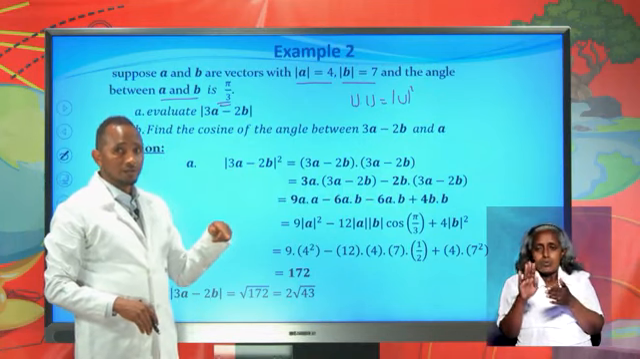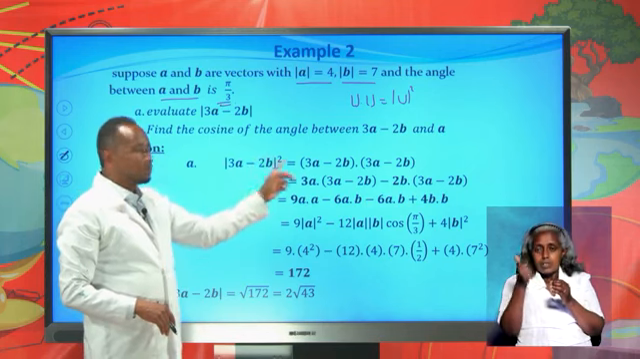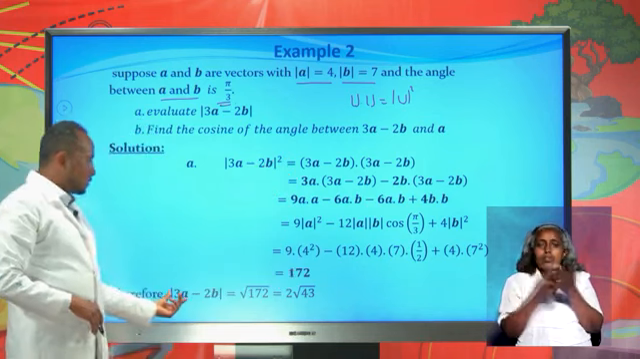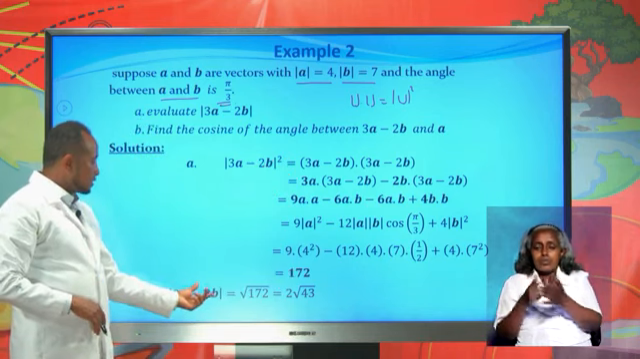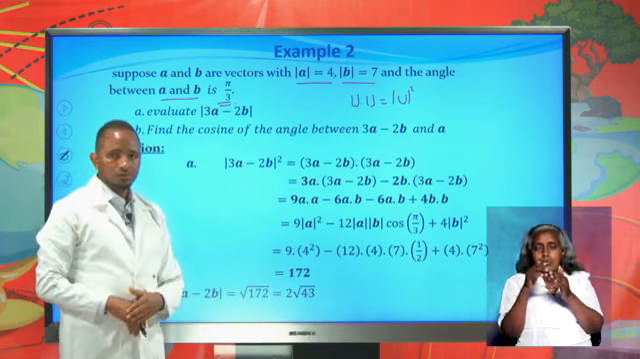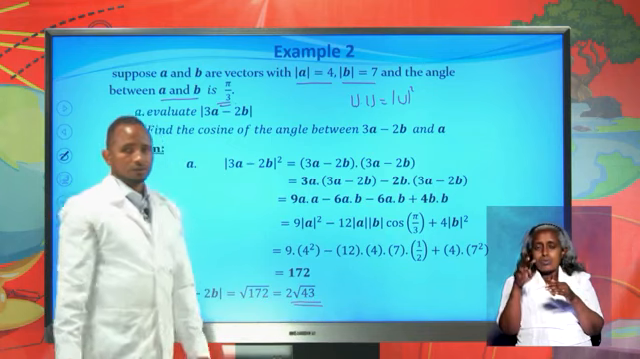So we are asked to find the magnitude of 3a minus 2b. So you put both sides under square root, and the square root of this gives you the magnitude of 3a minus 2b. The magnitude of 3a minus 2b is equal to the square root of 172. So this is equal to 2 square root of 43.